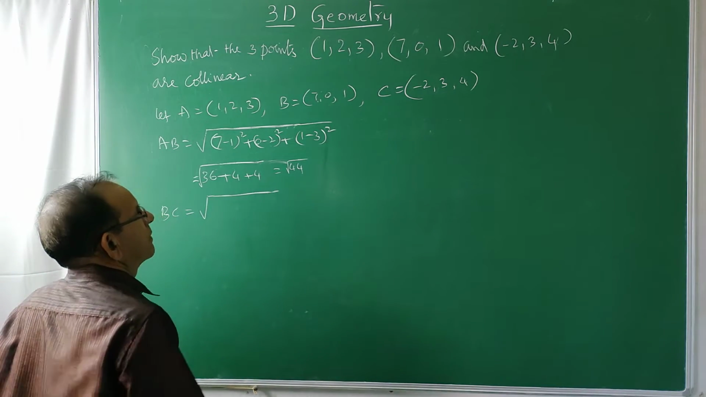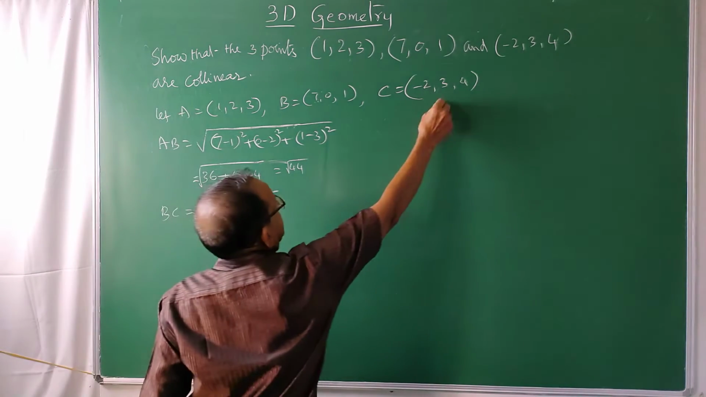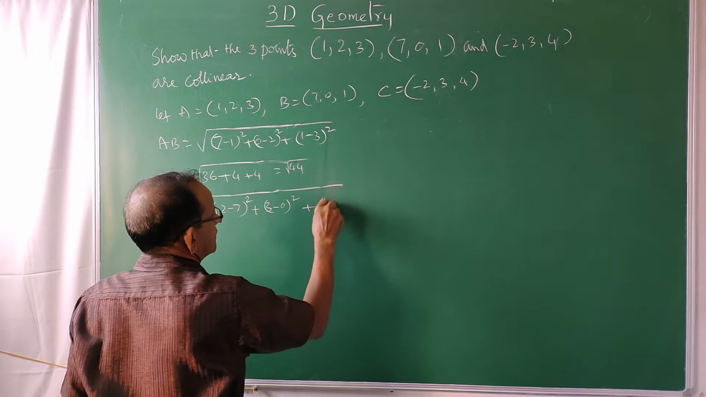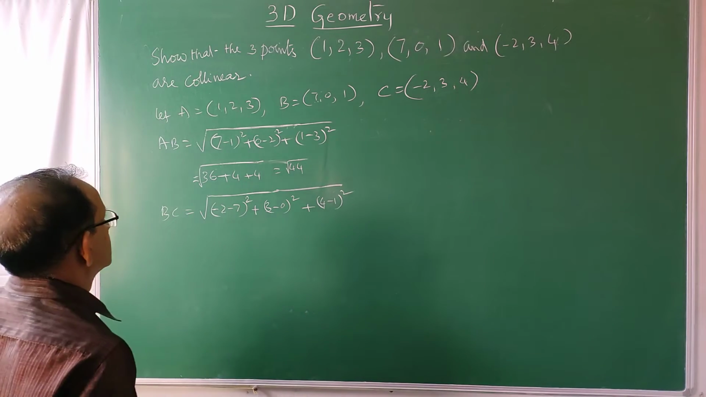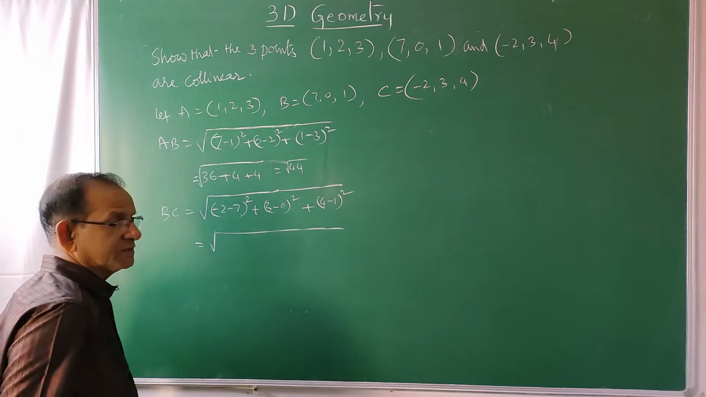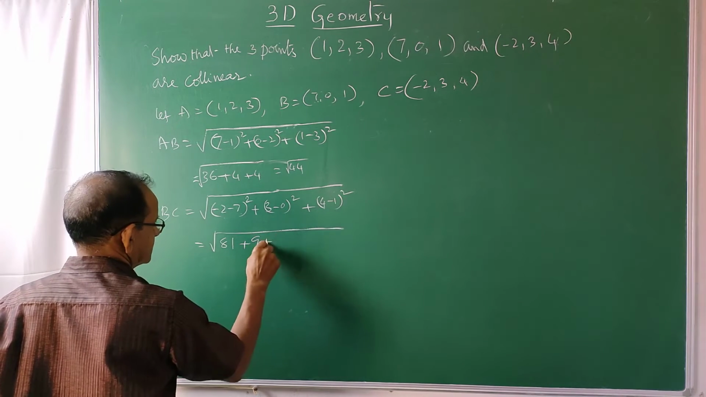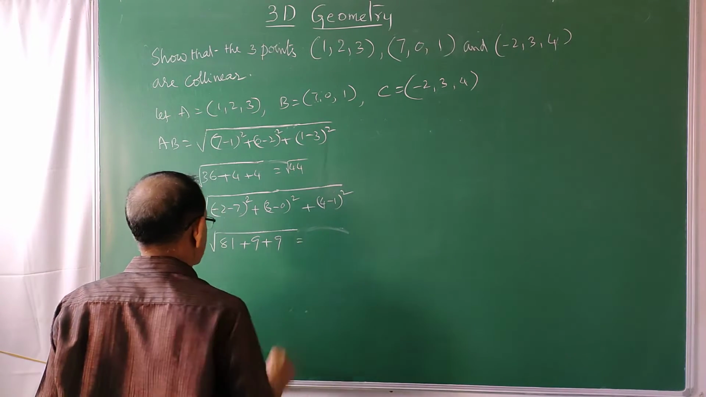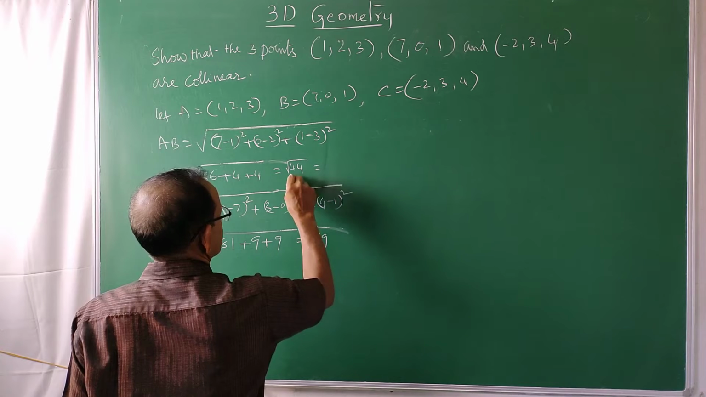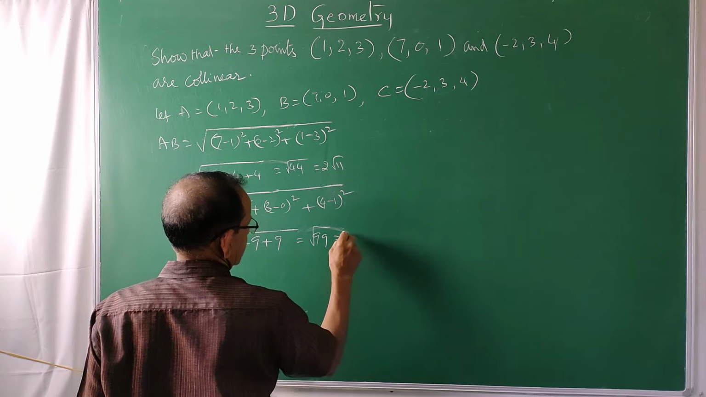Next BC, distance between B and C: (minus 2 minus 7) whole square plus (3 minus 0) whole square plus (4 minus 1) whole square, equal to minus 2 minus 7 is minus 9, whole square is 81, plus 3 square 9, and this is also 3 square 9, that is equal to root 99. This is 4 into 11, so 2 root 11 you can write. This is 9 into 11, so 9 into 11 means 3 root 11.